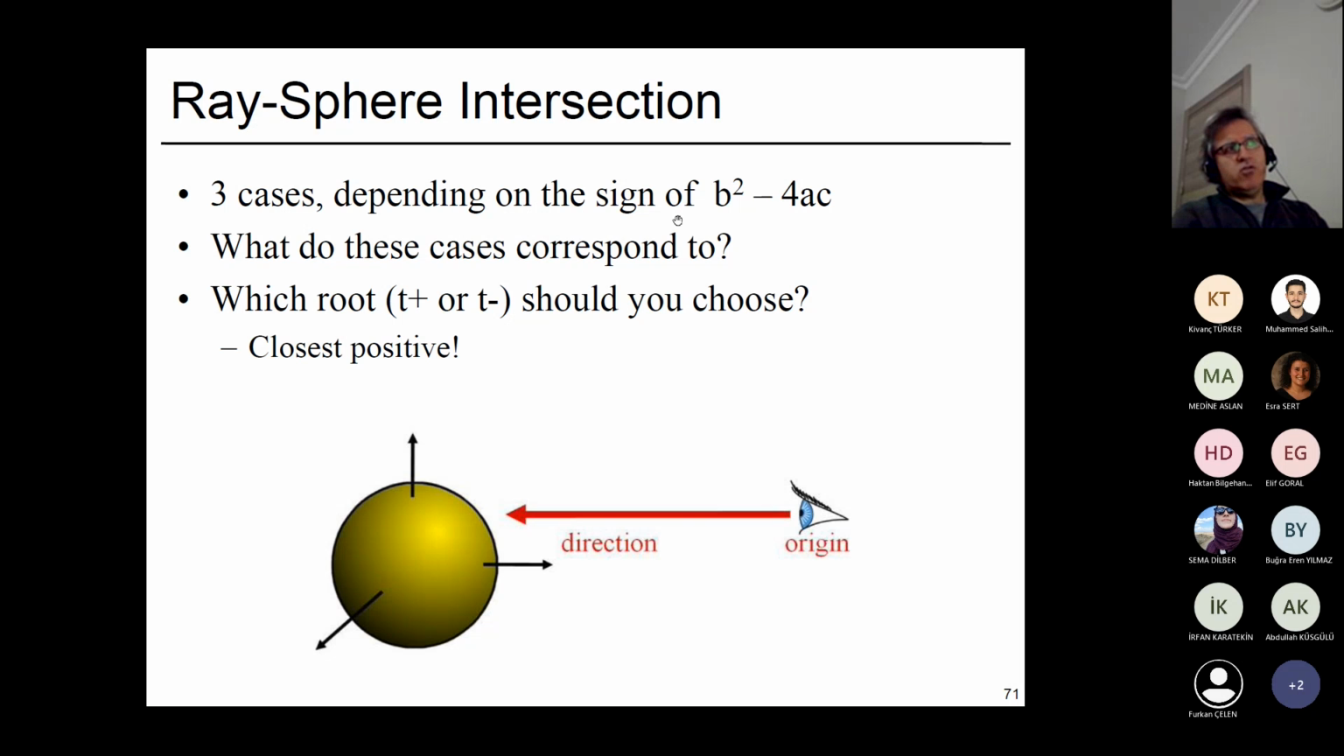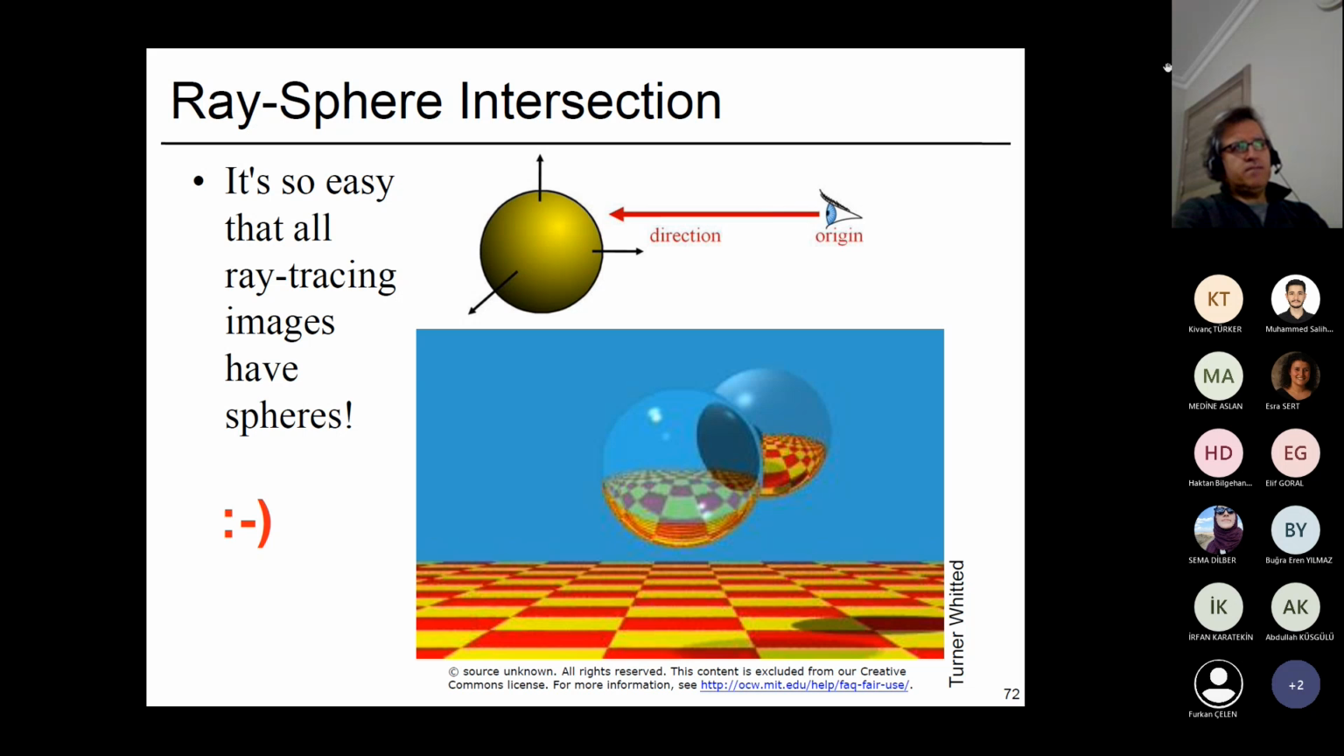So depending on the sign of b squared minus 4AC, we have 3 cases. Again, one case is when this is 0, which is the tangent, your ray is tangent to your sphere. When this is positive, you have 2 solutions. When this is negative, you have no solution, so it doesn't intersect your sphere.